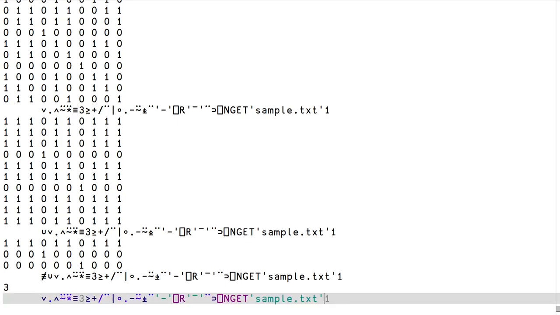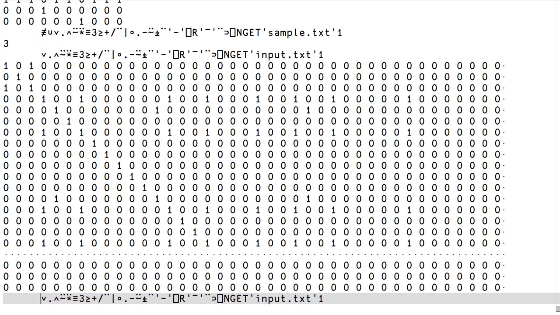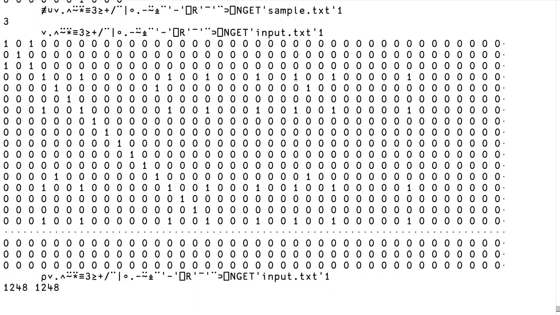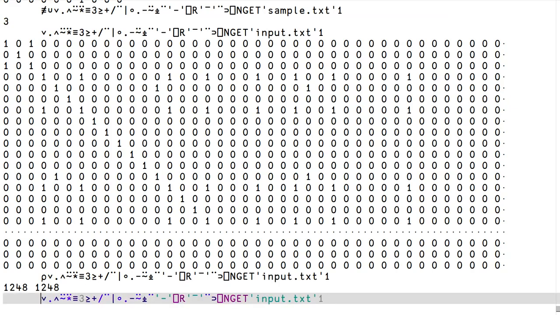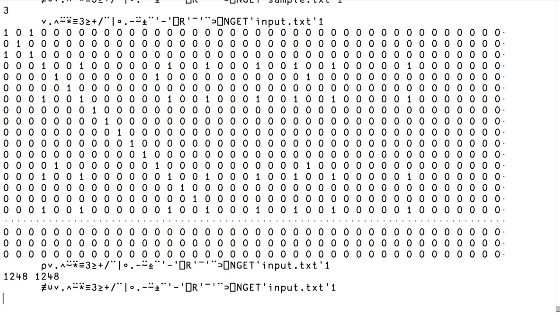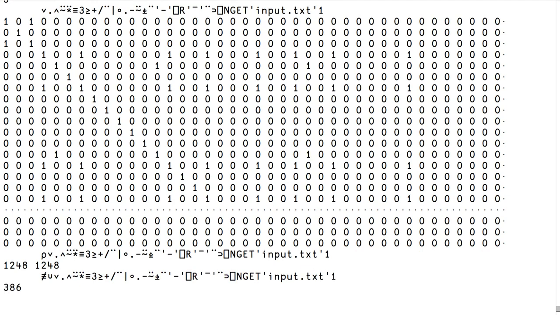My full puzzle input has 1,248 points, so applying the same algorithm gives a 1,248 by 1,248 Boolean matrix. Counting the unique rows gives the number of constellations, which is 386.